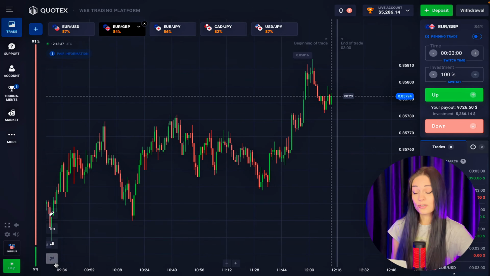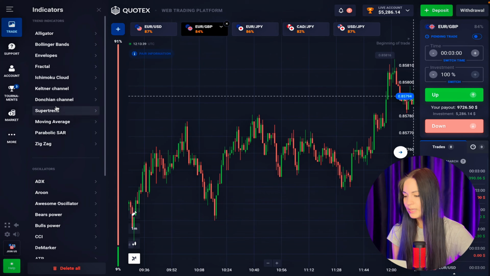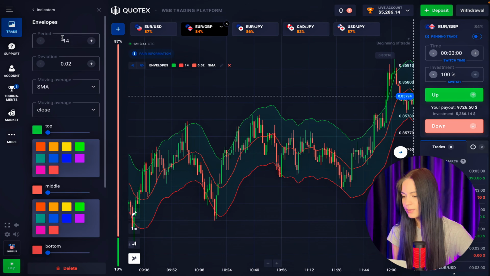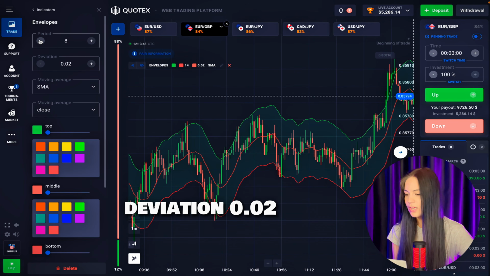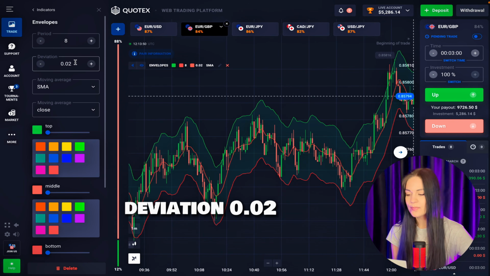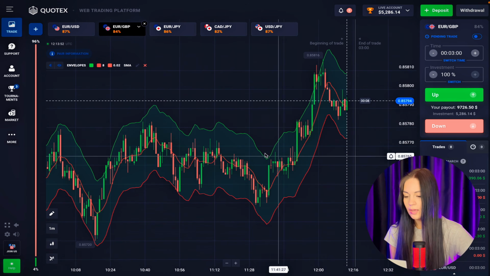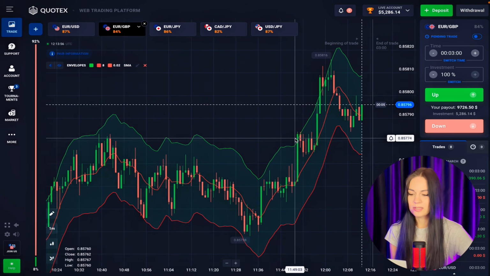So let's talk about today's strategy, and first of all we need two indicators for it, and we need envelopes. The first one, for the settings we put period of 8 and deviation 0.02. So let's talk a bit more about envelopes in general. It's quite a simple indicator actually.